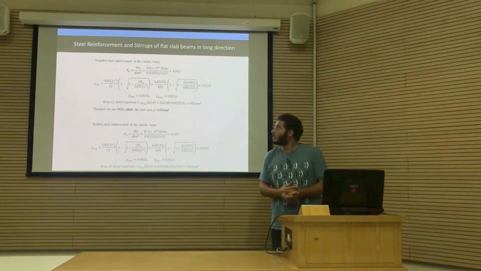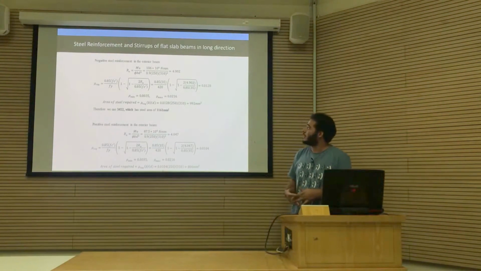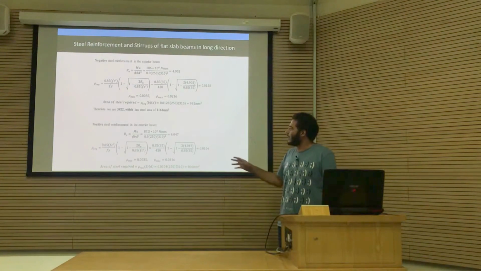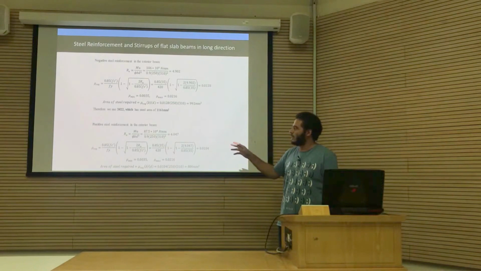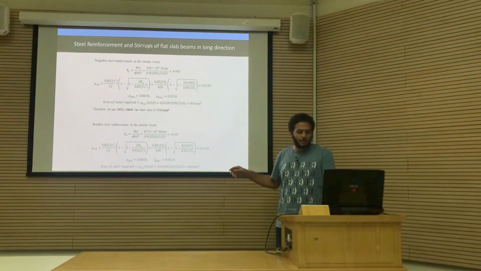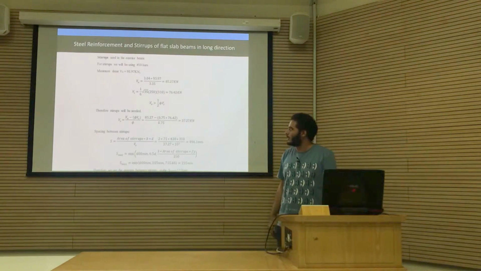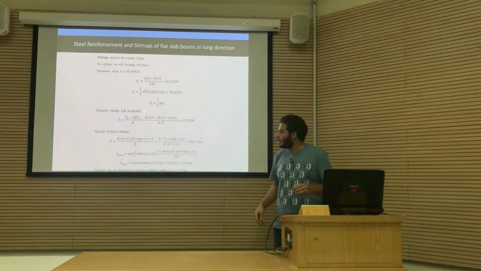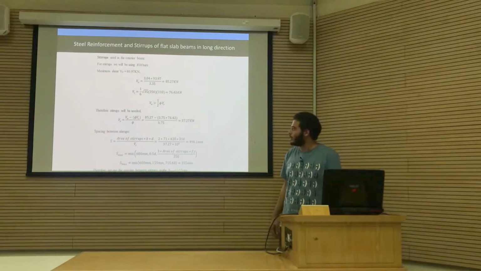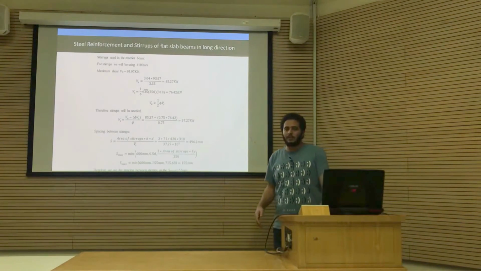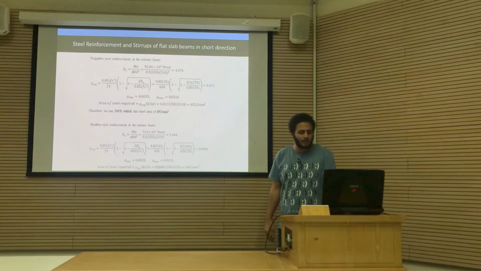After the steel reinforcement and the stirrups of the flat slab beams in the long direction, we ended up with the negative steel, we used 3 phi 22, and for the positive steel we used 3 phi 19. For the stirrups, we used the spacing of 155 millimeter between each stirrup. Keep in mind that this is all for the flat slab in the long direction.